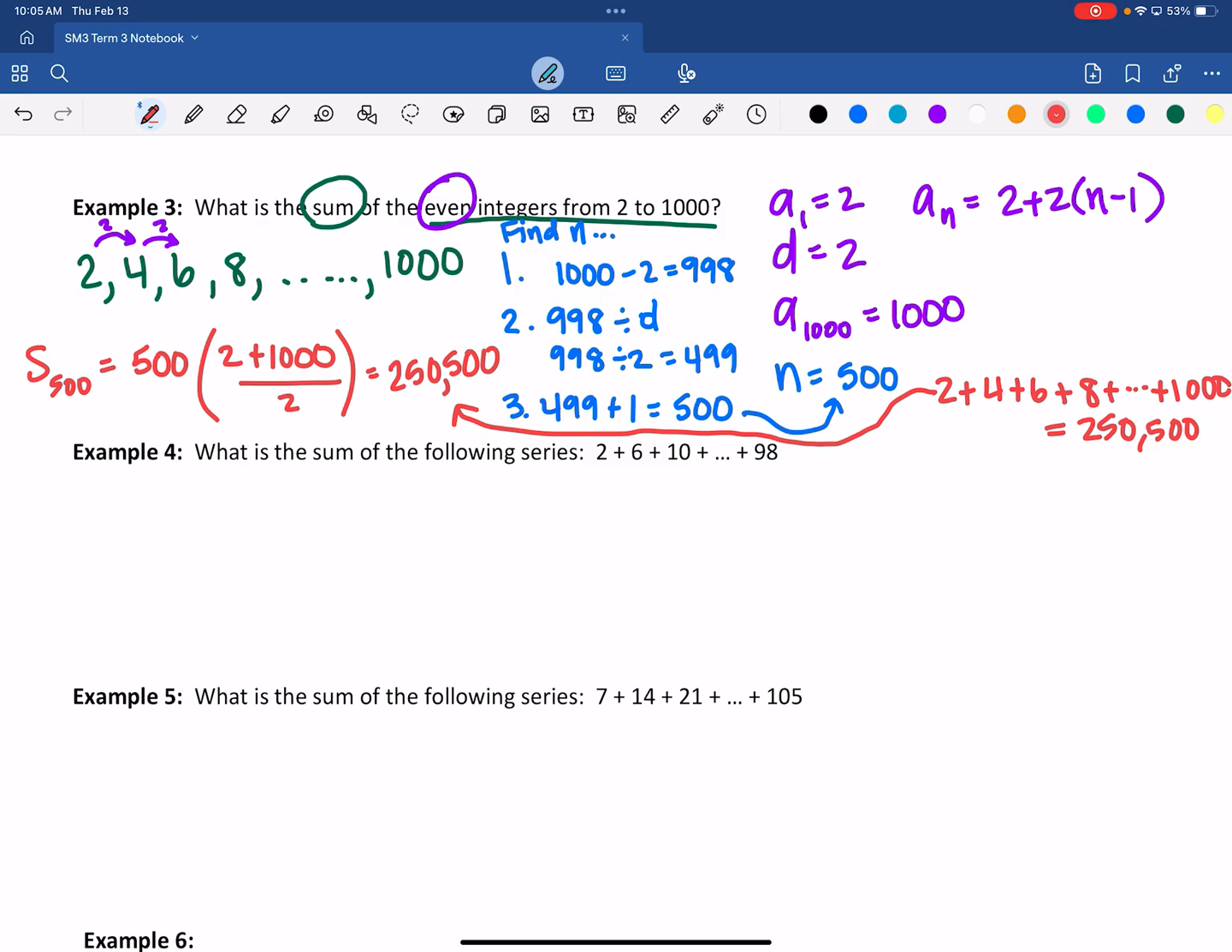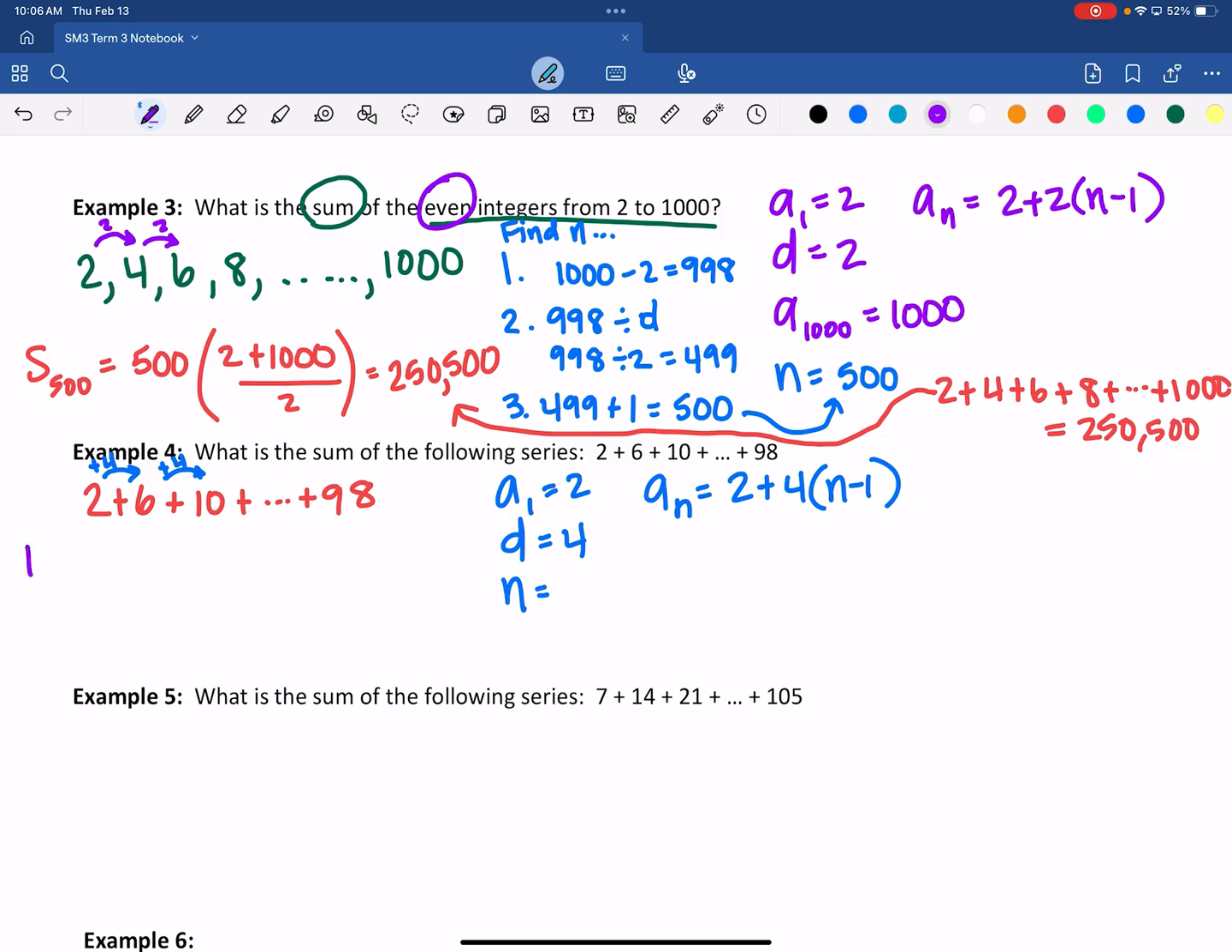Try it in example 4. So we have this sum. What is our common difference? Yep, we're adding 4. So first term is 2, common difference is 4. We could write the explicit formula like this. We don't need it because we are already given the last term. But what is our n?